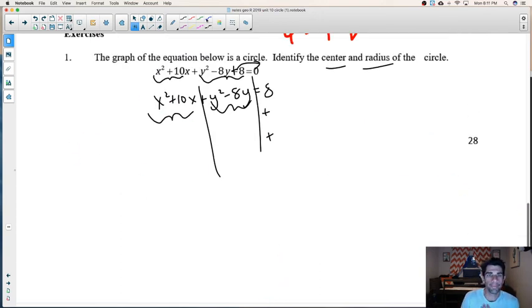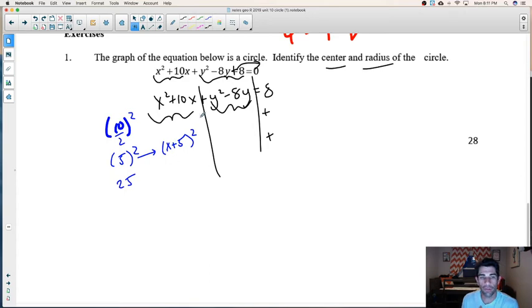All right. Welcome back. So here we go. 10 divided by 2 squared is 5 squared, which is 25. Remember, this here is the factored form of the perfect square trinomial you created by adding 25 to both sides. Then we try with this one.